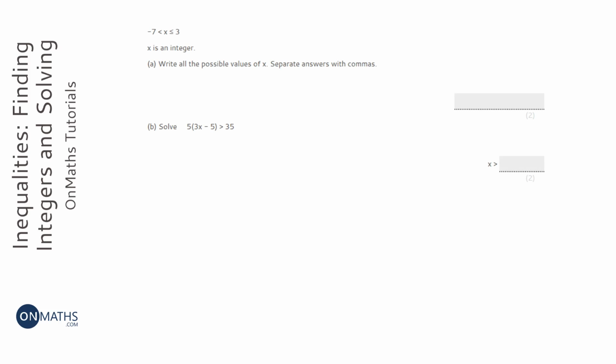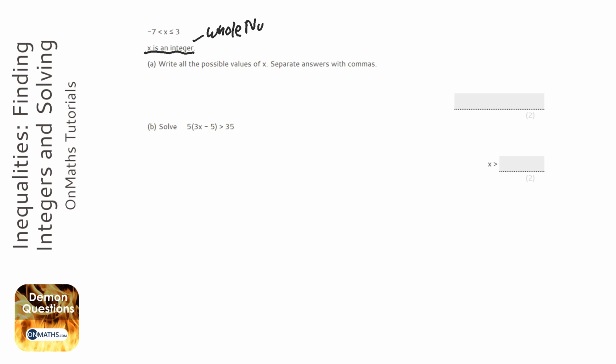So inequalities, what are they? They just mean instead of x equaling something, x is greater than or smaller than something. So x can normally have lots of different values. Now, this statement here is really important. Integer just means a whole number. So we know that x can't be a half, because that's not a whole number.